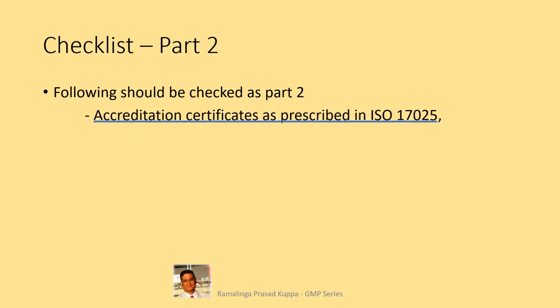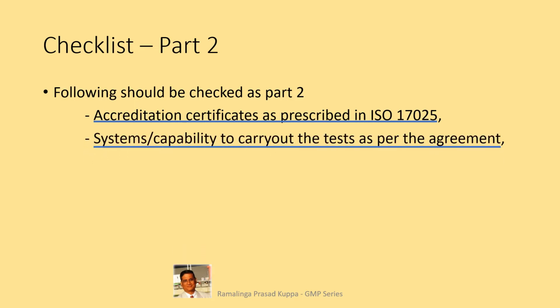Accreditation certificates as prescribed in ISO 17025. There should be the accreditation certificates as per the guide ISO 17025. Systems capability to carry out the test as per agreement. Qualified and calibrated systems to carry out the listed tests should be checked here. Capable persons to perform the test should also be captured here.